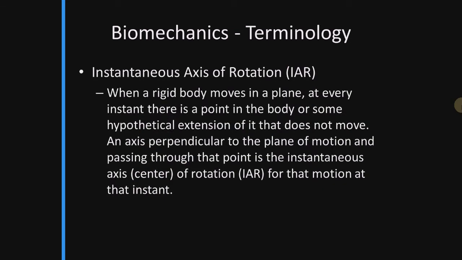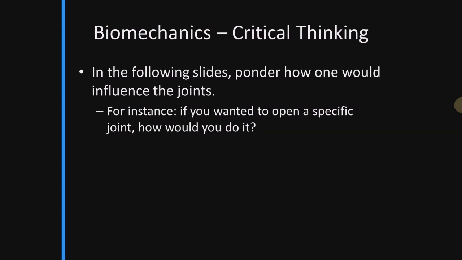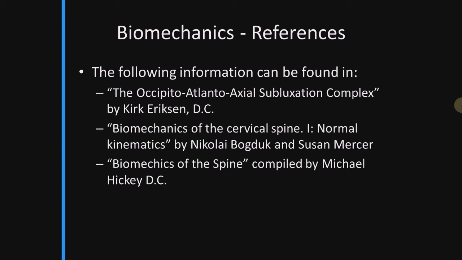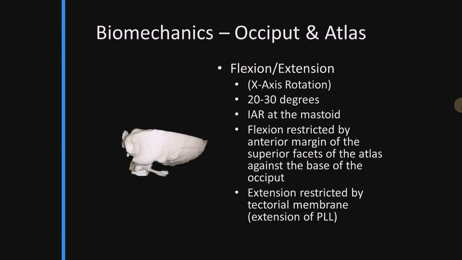There's a phrase in biomechanics called the instantaneous axis of rotation. Basically, it refers to the axis pivot point, an axis perpendicular to the plane of motion and passing through the joints at the instantaneous axis of rotation for the motion that exists in that joint. So in the following slides, we're going to look at how the IAR exists inside the following joints. For instance, if you want to open a specific joint, how would you accomplish that? The following information can be found in these resources: Kirk Erickson's book, also the Biomechanics of the Cervical Spine with Normal Kinematics, as well as Biomechanics of the Spine by Michael Hickey.